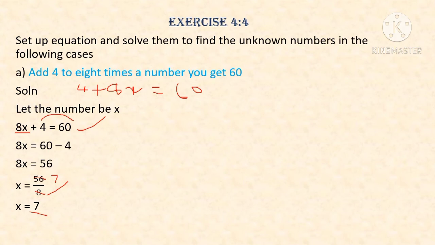Understood, children? So add 4 to 8 times a number. So 8 times a number means 8 into one number. We don't know that number, so we can take that number as variable. Then 8x plus 4 equal to 60. You got an equation. Now you know to solve an equation, right? Just solve it. Now let's see the next problem.